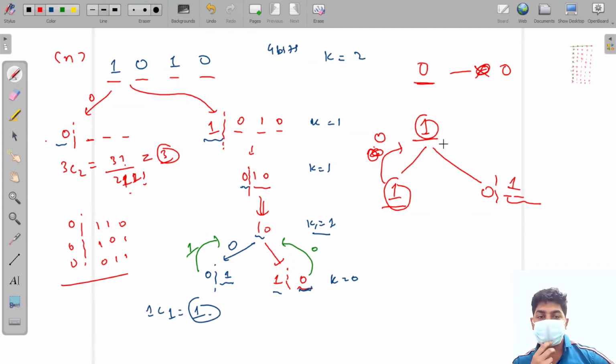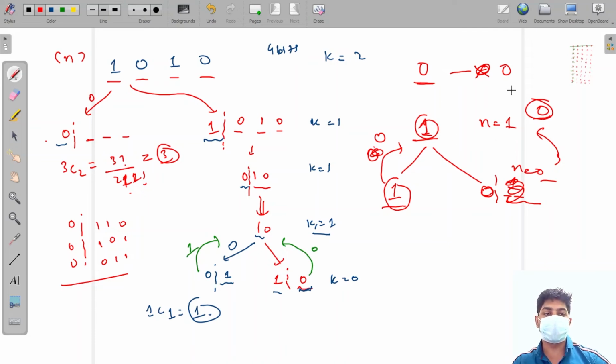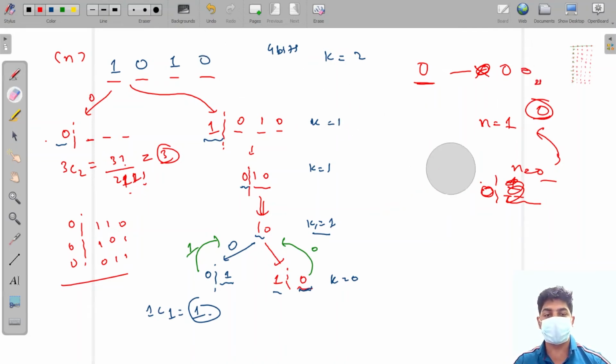Okay, now one thing here: if I convert this 1 to 0, then here the number of set bits is 1, and here the number of set bits is 0, but the total number of set bits should remain the same, right? So this is a violation. This is also not allowed. So in the case of 1 bit, there is no possible way to reduce the number. So in the case of 1 bit, we will simply return 0. This is what we are going to use.